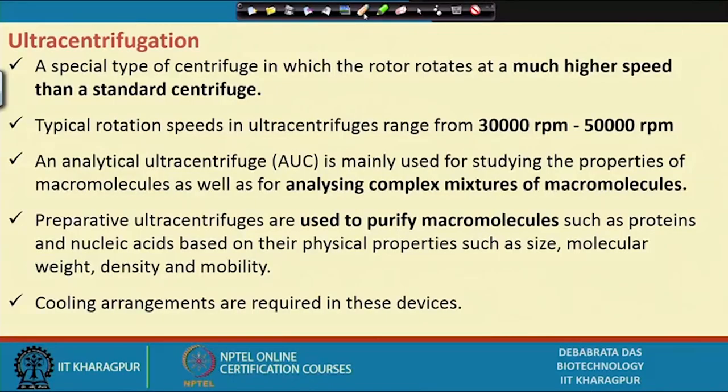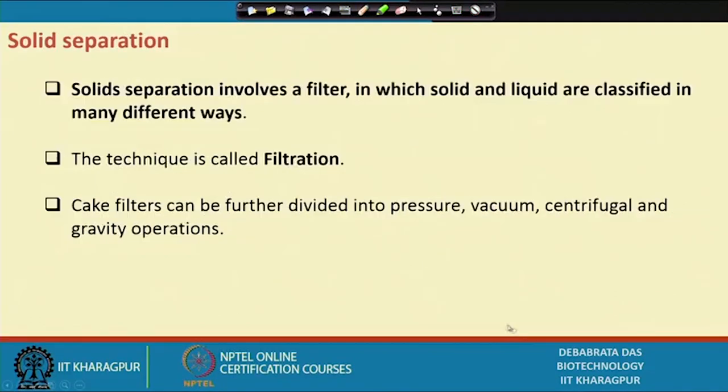Now, you see that due to this we require a lot of heat generation, and for that a cooling device is required. The main principle behind this is using the size, molecular weight, density and mobility of the particles involved, for the separation of the macromolecules present in the liquid.